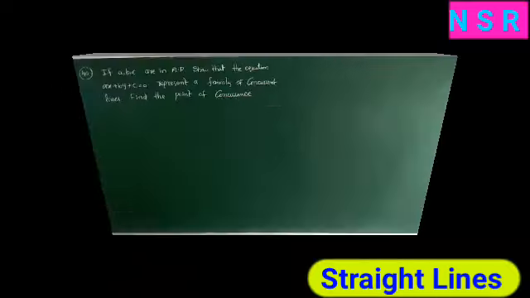Family of concurrent lines means lambda 1 into L1 plus lambda 2 into L2 equal to 0. Here lambda 1 and lambda 2 are parameters, and L1 and L2 are two lines. So this equation is called a family of concurrent lines. A family of concurrent lines means more than two lines and two parameters. If we have another line, we can write plus lambda 3 into L3 equal to 0, and so on.